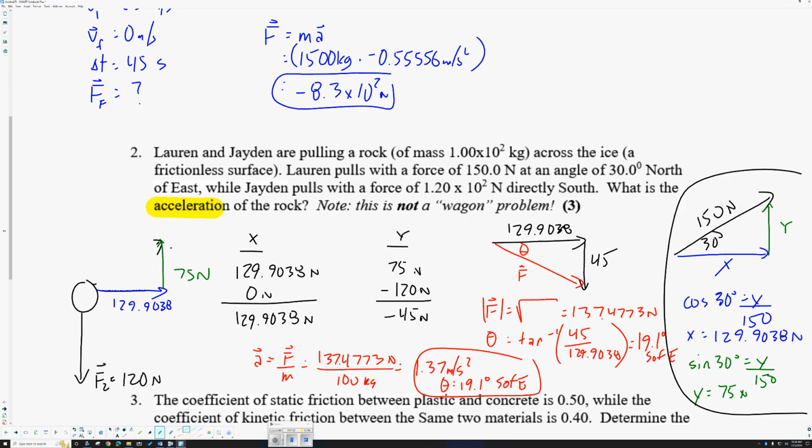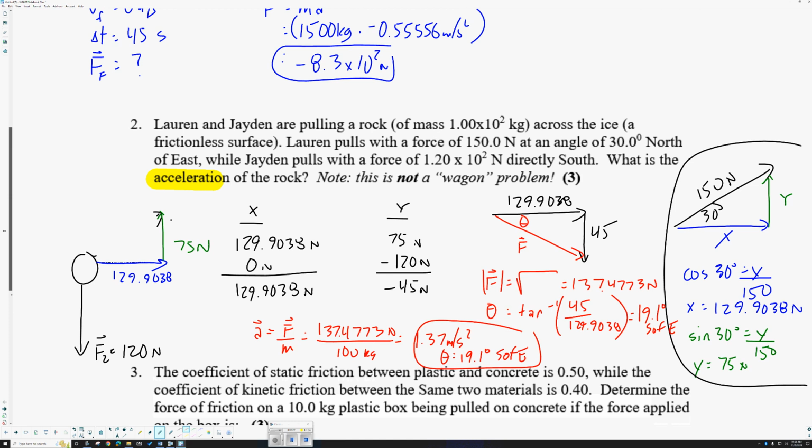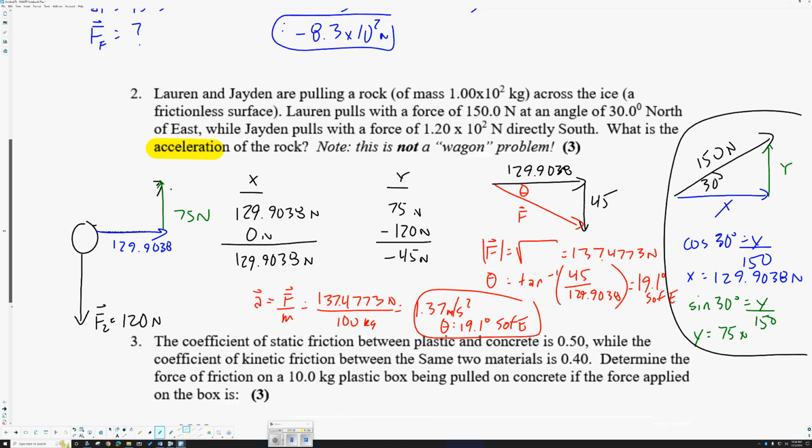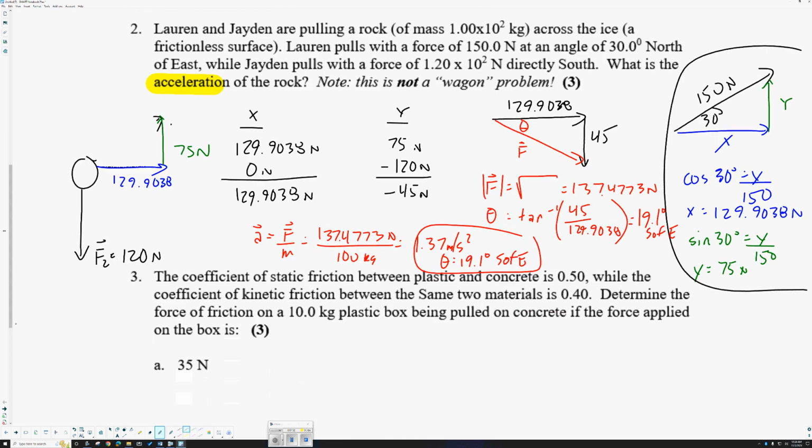If you forgot to find the acceleration, you found the net force, but you did it correctly, you would have lost 1 point on this one. You got to read that question carefully, right? We're asked to find the acceleration, read the question, answer the question.